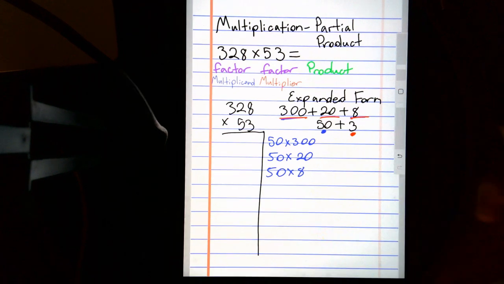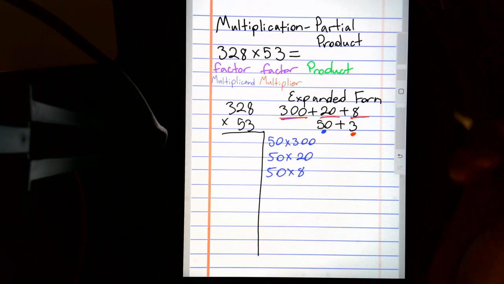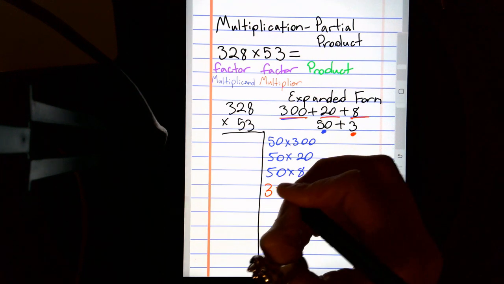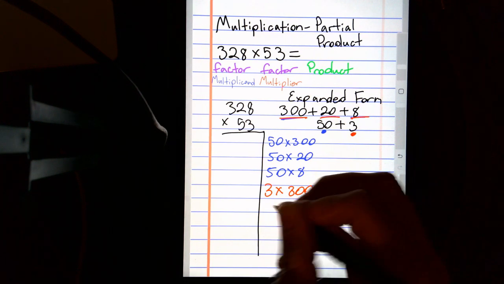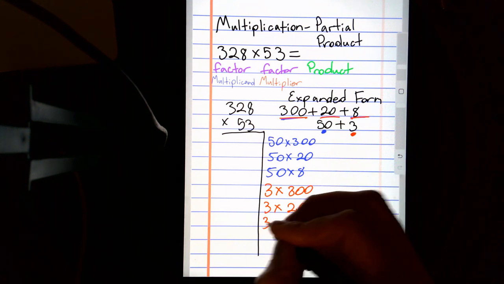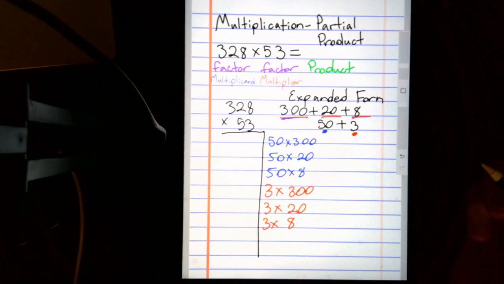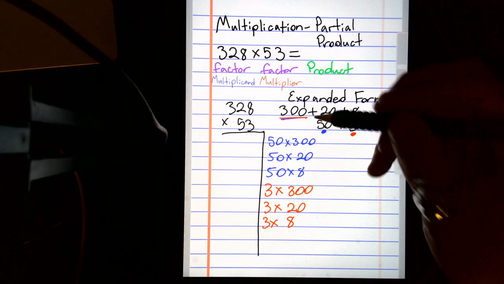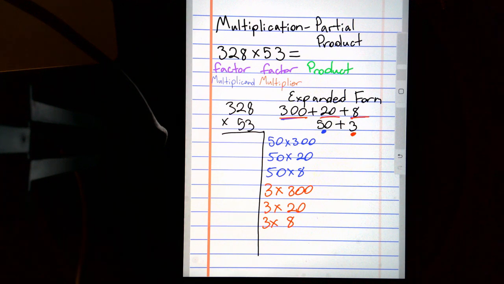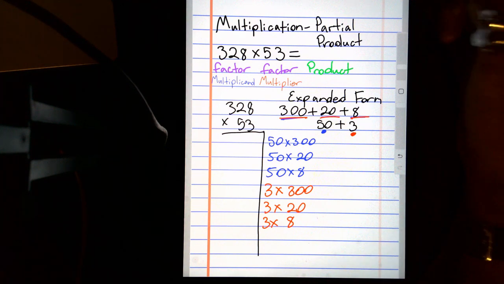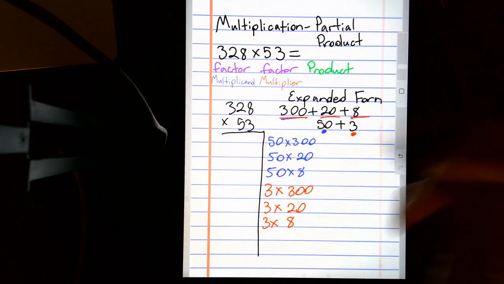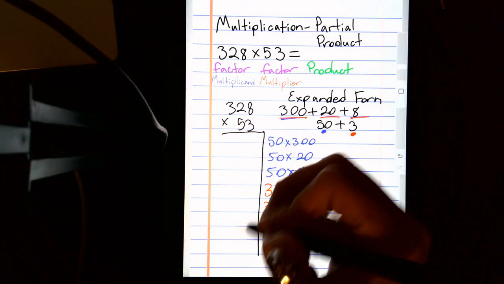We would make sure that we do the same with our other value and make sure it is multiplied by each value of the other number as well, resulting in 3 times 300, 3 times 20, and 3 times 8. That makes sure each part of each factor is multiplying with each other, resulting in partial products that we can add together later.